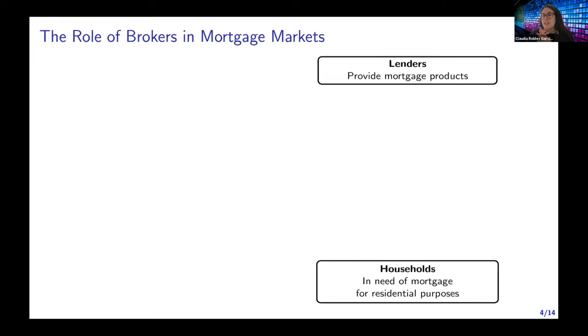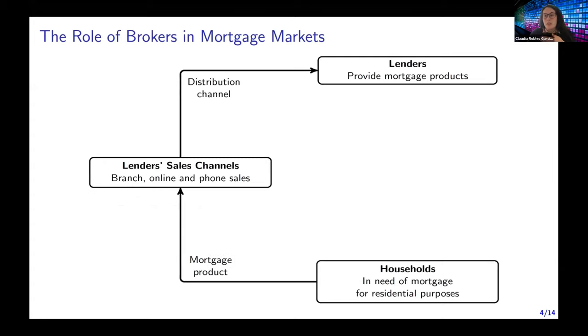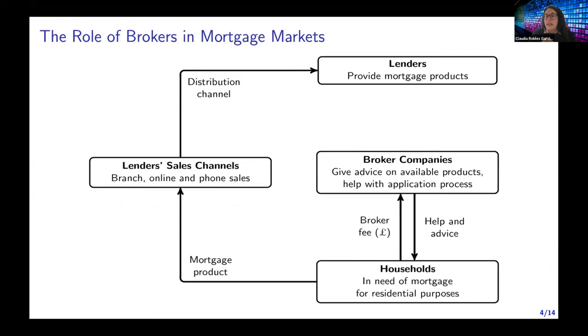Let's consider a standard mortgage market. We have households. They found a house that they like, they want to buy it, and they need a mortgage to do so. On the other side of the market, we have banks or lenders offering different types of mortgage products. Households can follow the more traditional approach and go directly to the banks. You could think of this as going to a nearby branch or using some sort of online sales platform. Alternatively, households can pay a fixed fee and hire a broker.